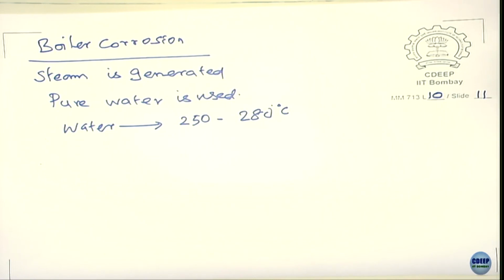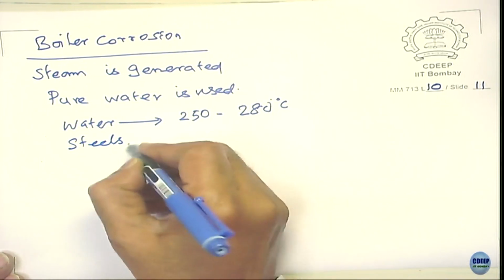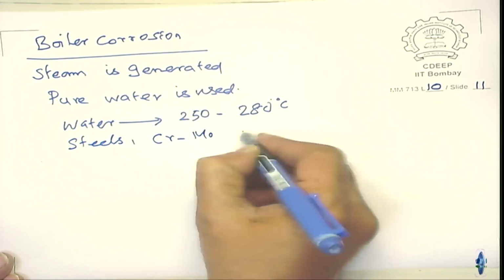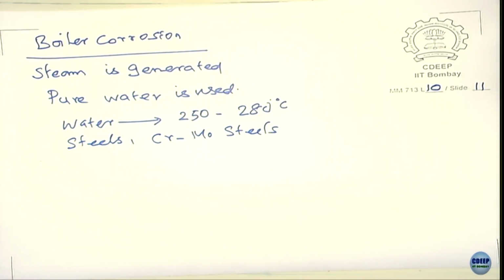Titanium alloys? Stainless steel? Somebody is saying no. You tell me what material, you know it. No? They use steels, okay? At best, they use chrome moly steels. You know why they use chrome moly steels? The chromium and molybdenum are not meant for corrosion resistance, they are meant for creep resistance. Please make it very clear. The chromium and moly present in this generally are not meant for corrosion resistance.